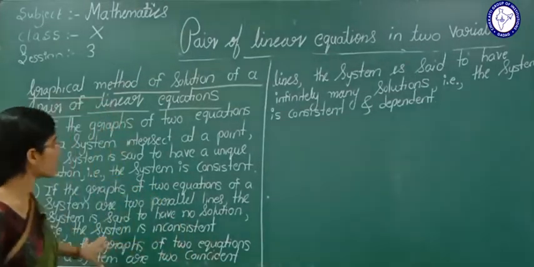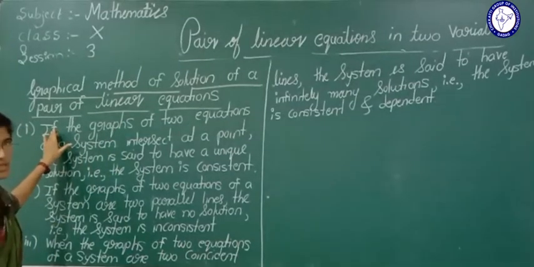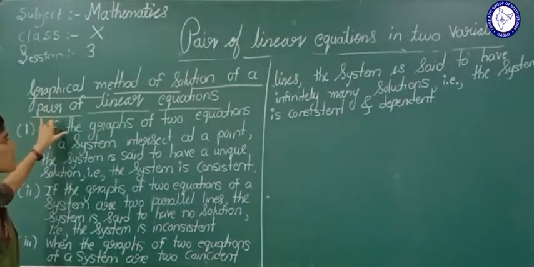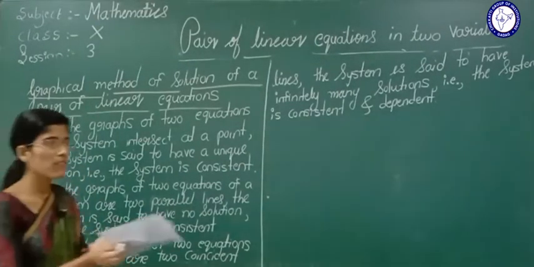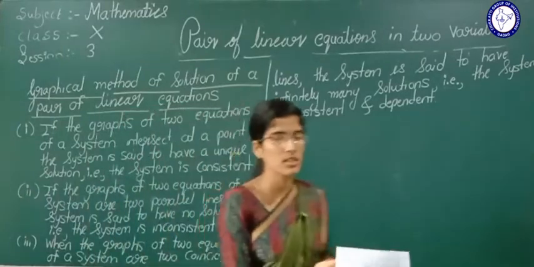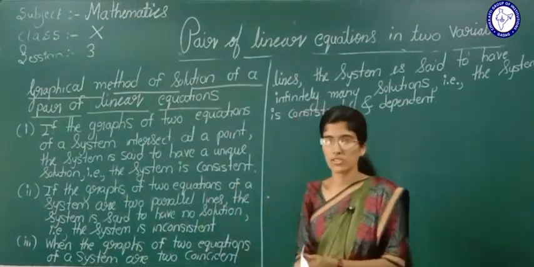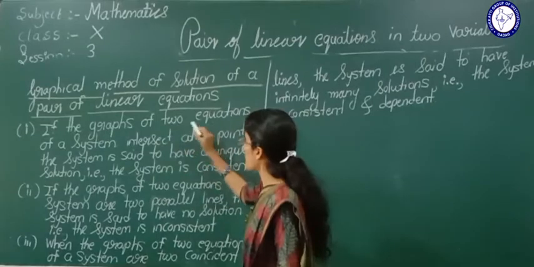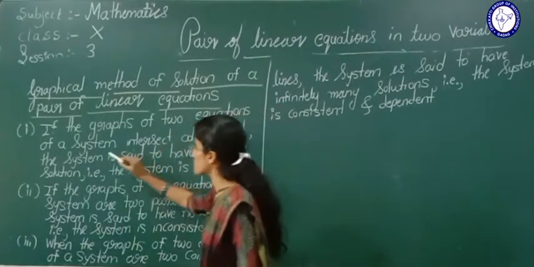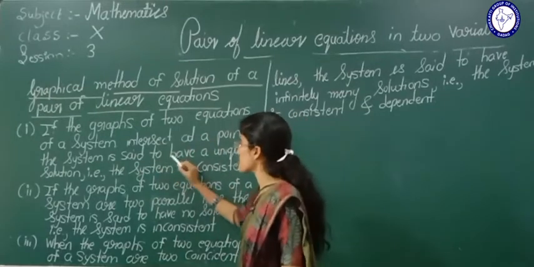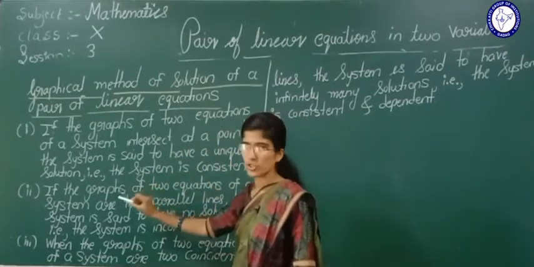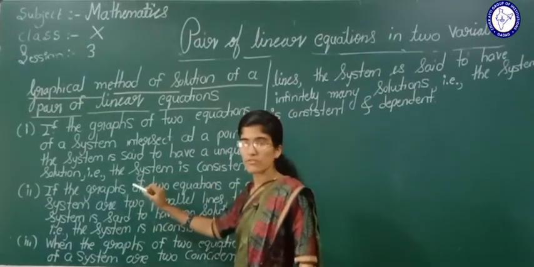Now the first method we will read is the graphical method. What is this graphical method of solution of a pair of linear equations? From the graph, how can we find the values of variables in the two equations? If the graphs of two equations of a system intersect at a point, the system is said to have a unique solution.